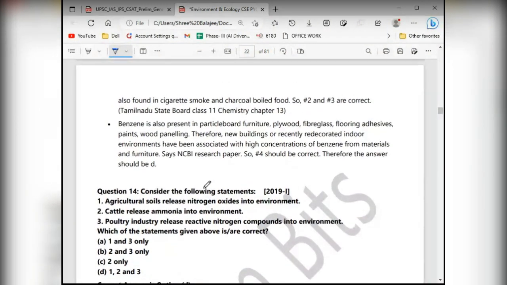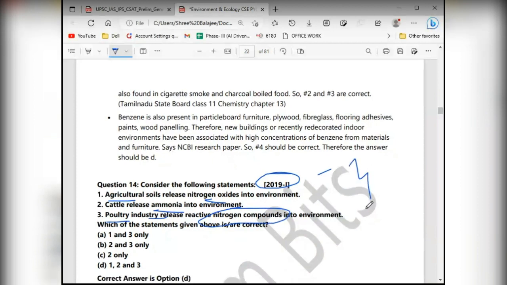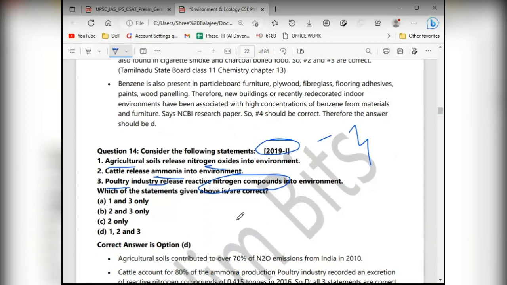Now let us discuss this question. Consider the following statements, and this is from the 2019 exam. The very first statement is that agricultural soils release NO2, cattle release ammonia, and the poultry industry releases nitrogen compounds. In these three statements, we can see that there is no statement which is very extreme. Also, this is the basic gaseous cycles. You should keep a tab on CO2, meaning the carbon cycle, then the hydrogen cycle, meaning the water cycle. Prepare these cycles well, because there was a question in the 2021 prelims as well on the phosphorus and sulfur cycle.